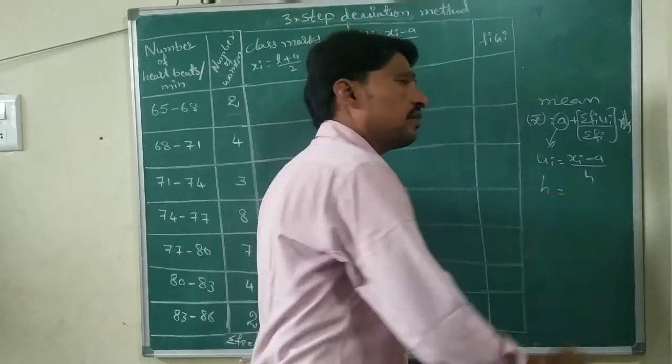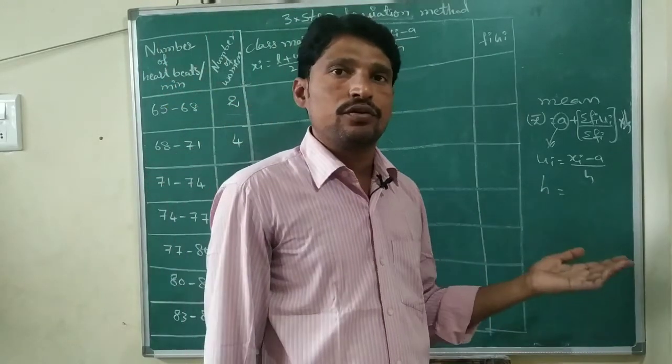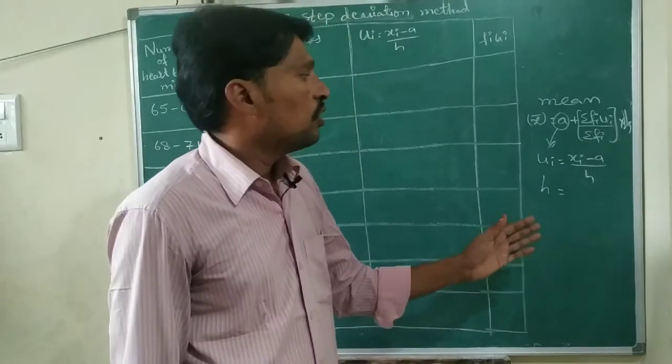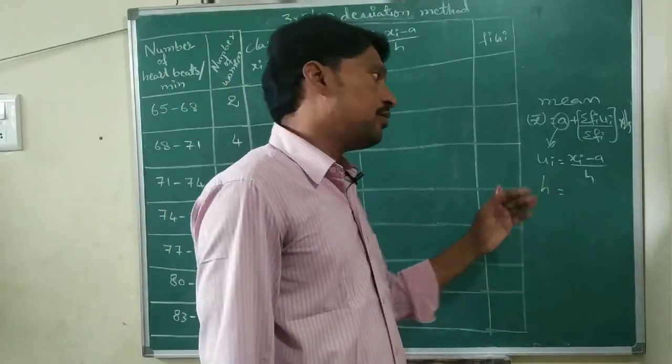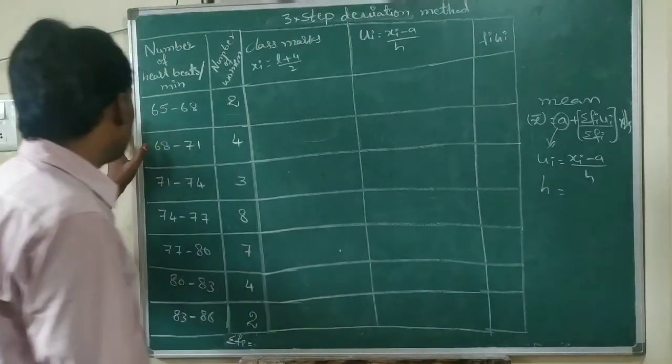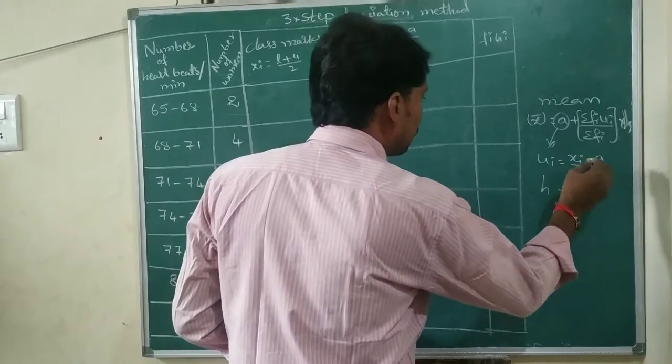h means the height of the class. Any two successive class intervals, we need to take the difference between their lower limits or upper limits to get h. So here the h value is 68 minus 65. That value we are getting is 3.